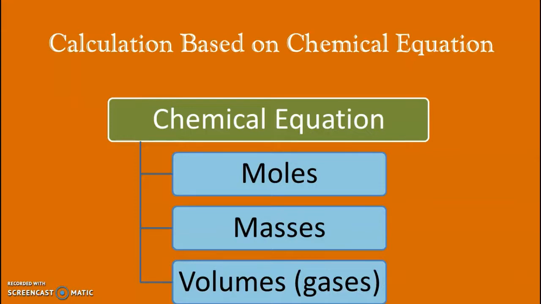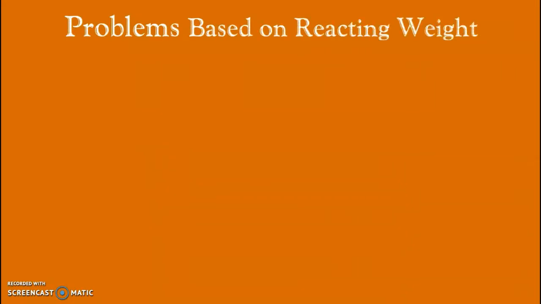So let us try to understand this concept, how to calculate the mass and volume of the reactant and product in a chemical equation, the calculation which is based on chemical equation. Let us take some examples to understand this. So I have taken some problems, and by solving them, we'll try to understand how to calculate the mass and the volume in a chemical reaction. First of all, we will see some problems based on the reacting weight, the weight of the reactant, as well as how we can find out the weight of the product.